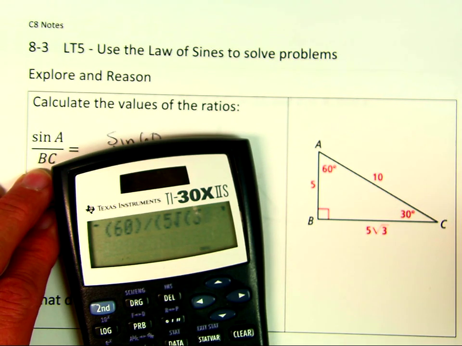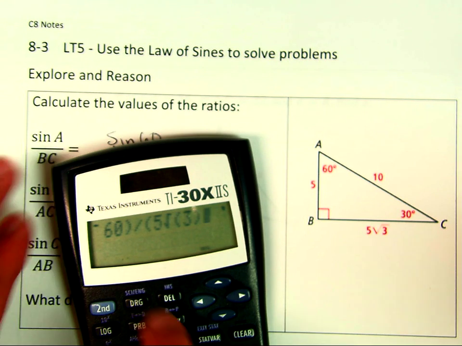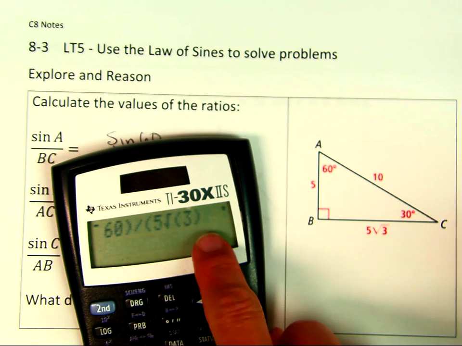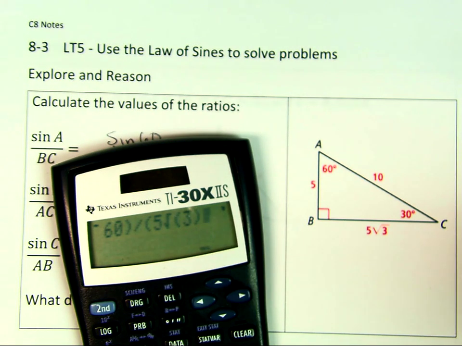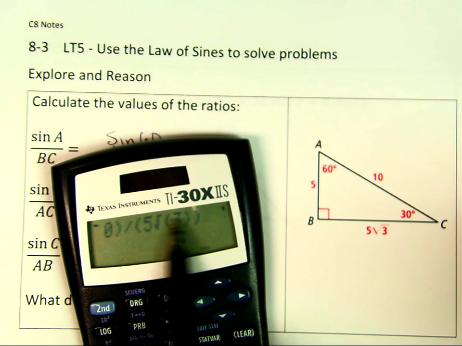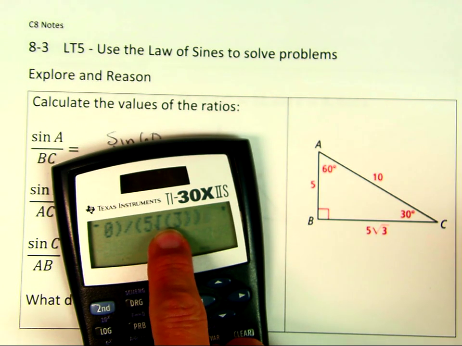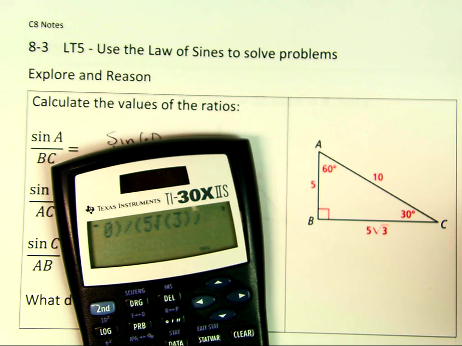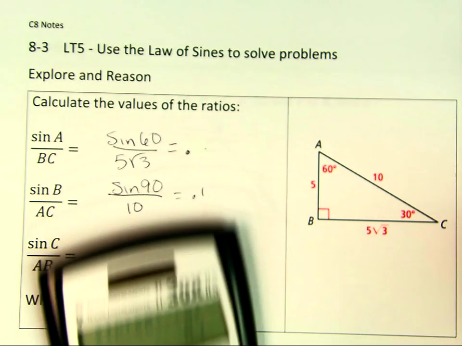Because if you don't, it'll divide it by 5 and then multiply it by the square root of 3. We want it to just divide it by 5 square root of 3. So that parenthesis ended the square root of 3, and this one ends the 5 square root of 3. And we find that it is 0.1.